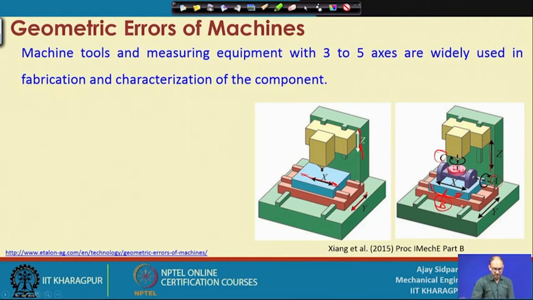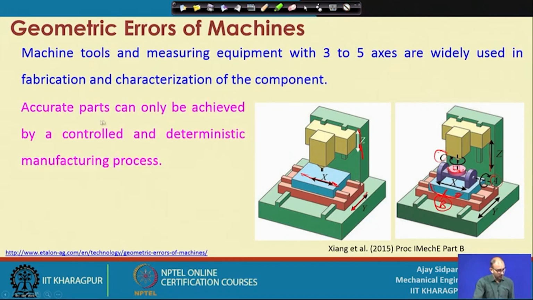So, depending on the requirement, you can design a micro machining center with different axis freedoms. An accurate part can only be achieved by controlled or deterministic manufacturing processes. Now, what does it mean? The first thing is control. How can you control your process?